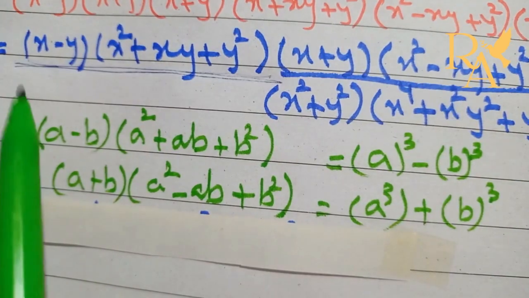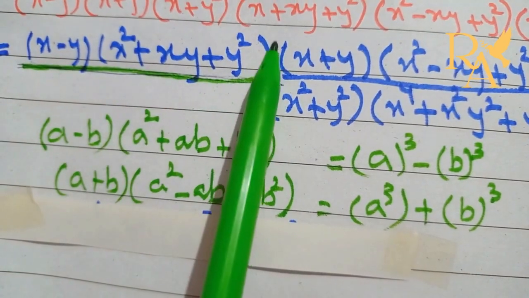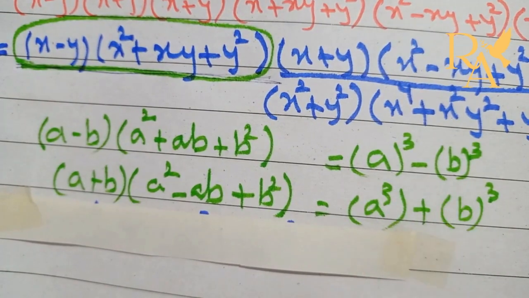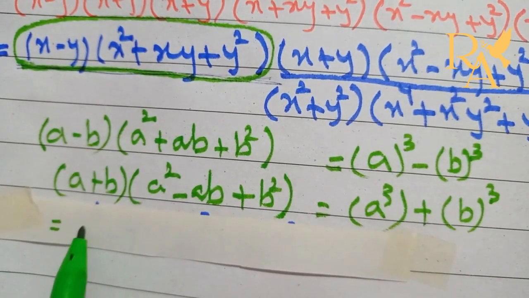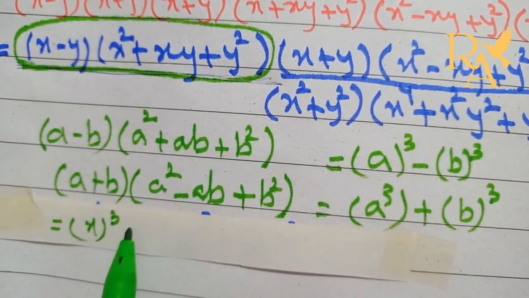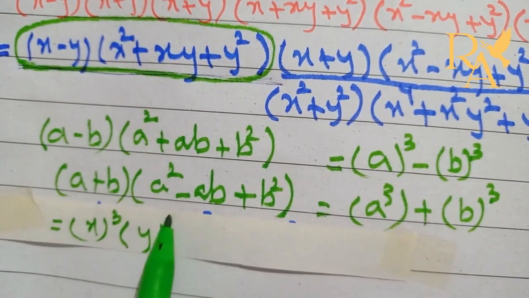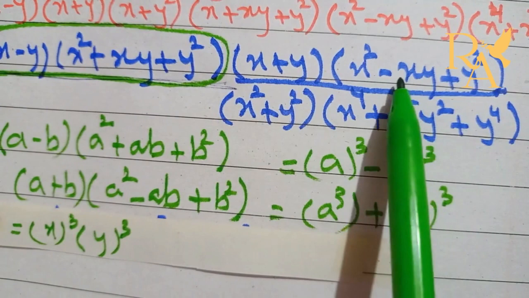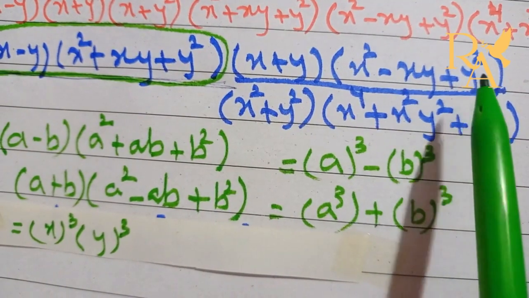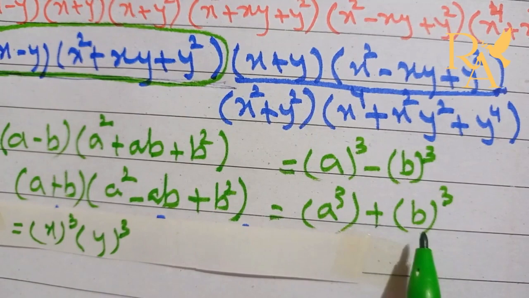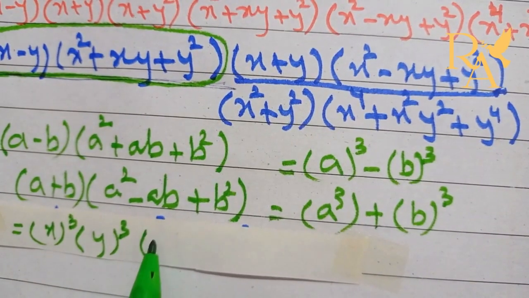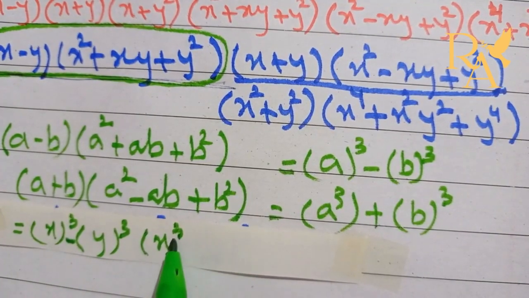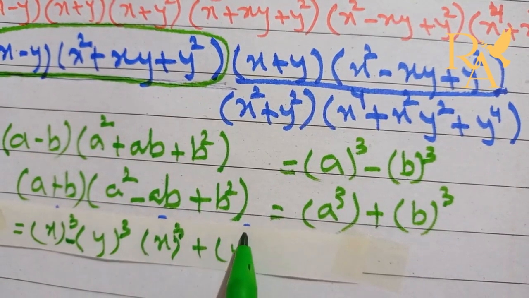For solving this section of the equation, we are using the formula a cube minus b cube. So here is x whole cube and y whole cube, and for this section x plus y, x square minus xy plus y square, we can use the formula a cube plus b cube. So here is again x cube, here is minus x cube plus y cube.